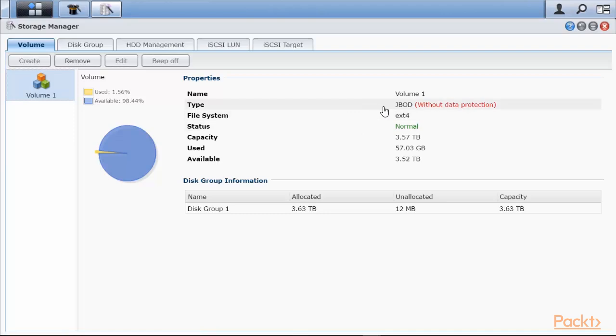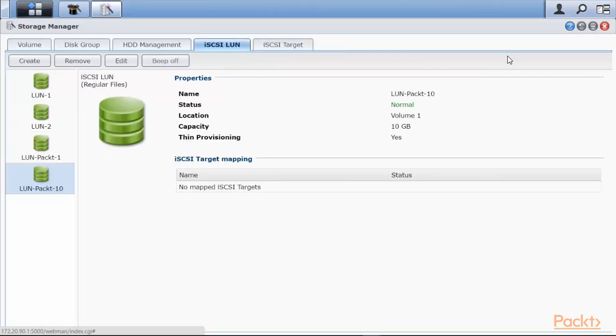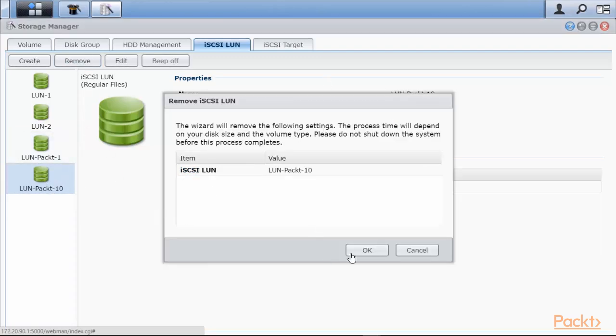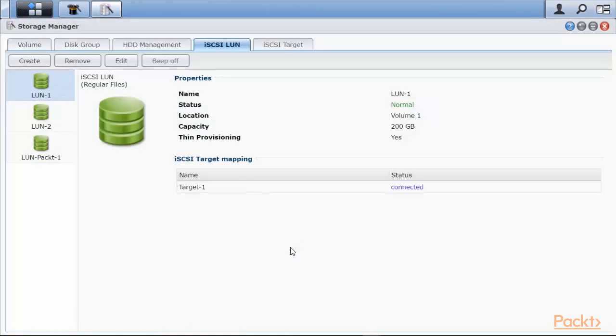I am not using any kind of RAID, so this is a JBOD, and it's based on that disk group 1. So on top of this volume, I have iSCSI LUNs and iSCSI targets. Let's look at iSCSI LUNs. So I have LUN 1, LUN 2, LUN packed 1, and LUN packed 10, and that is not mapped to any iSCSI target. Let me remove this LUN because I'd like to show you the actual process of creating a LUN. So it's as easy as this to remove that LUN.